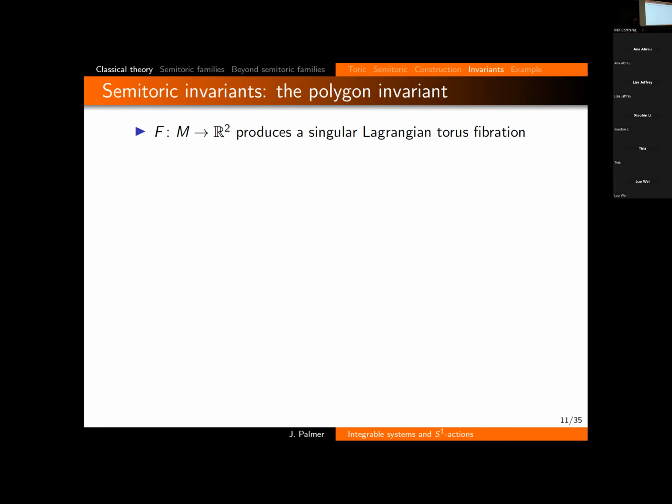The most important invariant for me is the semi-toric polygon invariant. So if you start with a semi-toric system, the image is not a polygon. The image is just some random shape. It could be whatever. And along the boundaries, you have elliptic regular and elliptic singular points, kind of like the toric case. But more interesting things can happen in the interior.